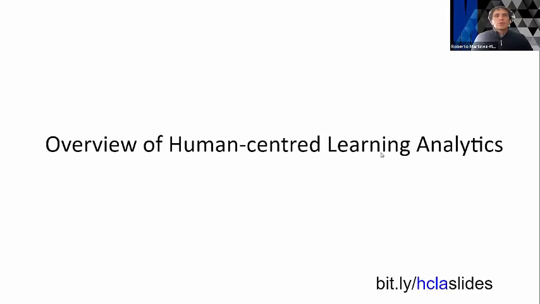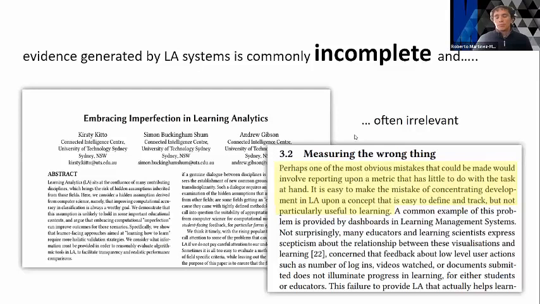So why are we pushing for this idea of bringing human-centered design methods into learning analytics? There is a very interesting paper by Kitto, Buckingham Shum, who's in the room, and Gibson, where they were describing that we make several mistakes in learning analytics projects. And one of them is sometimes to measure what is not really relevant from an educational point of view. So we end up looking at things that are irrelevant and also not acknowledging that the data we can capture is commonly incomplete. We don't capture everything that is happening because learning is really complex.